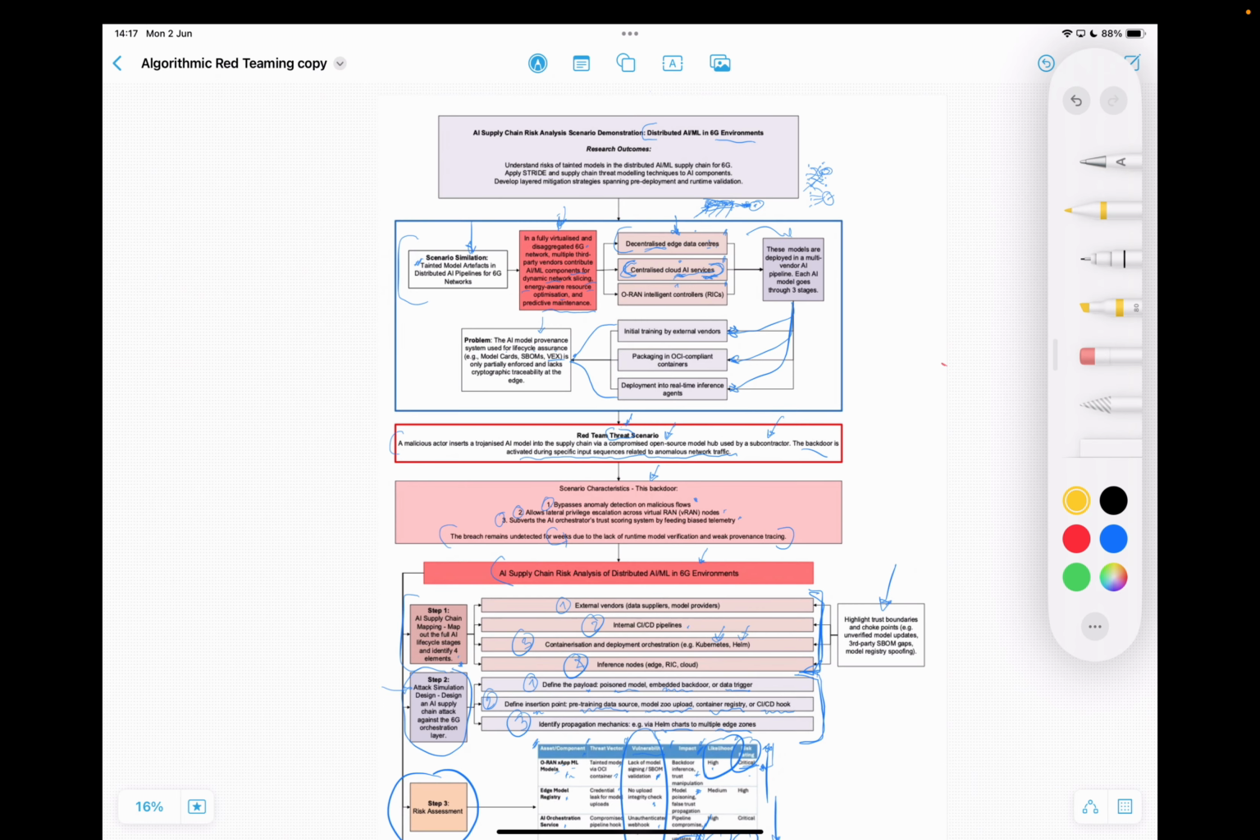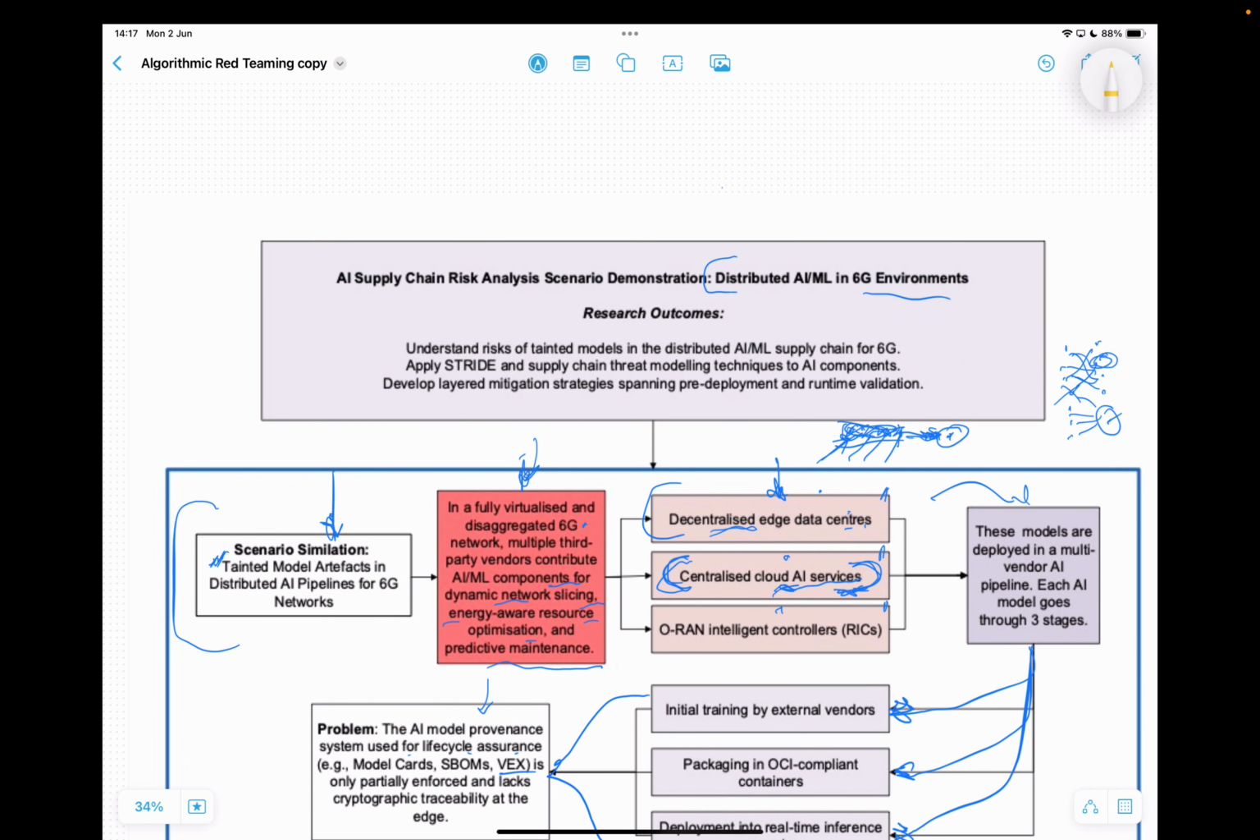So here, when we're looking at AI supply chain risk scenarios, we're specific to threat modeling in distributed AI and machine learning environments. What do you learn from scenarios like this? Well, this specific scenario explains the complexity of modern AI pipelines, and it helps you understand how the model risks at the intersection of AI and supply chain are linking to distributed 6G infrastructure. And one of the most pressing emerging threats in 6G infrastructure is the compromise of AI models as they move through the fragmented and multi-vendor pipeline.